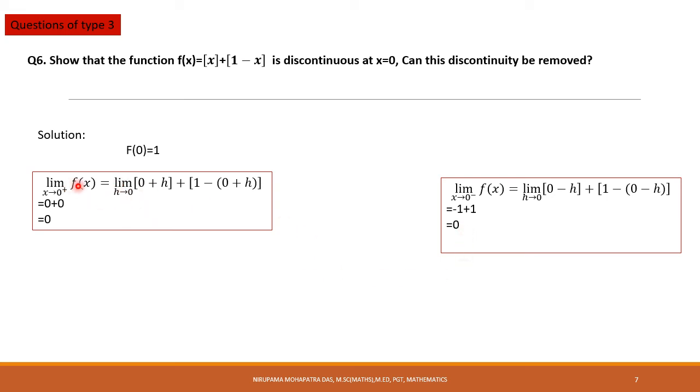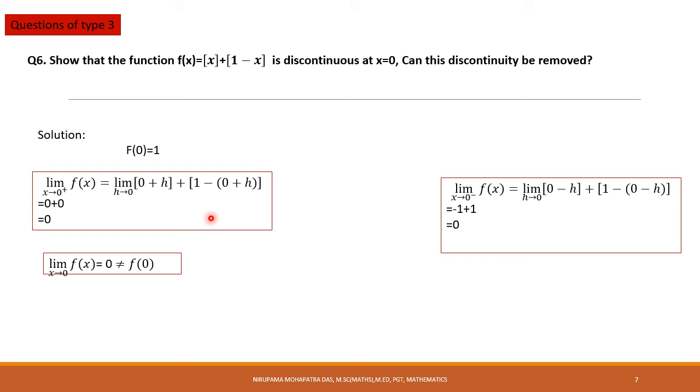Okay, here you see, beautifully, it is a very special case where both LHL and RHL exist and both are equal, but both are not equal to f(0). Now limit x approaches 0, f(x).